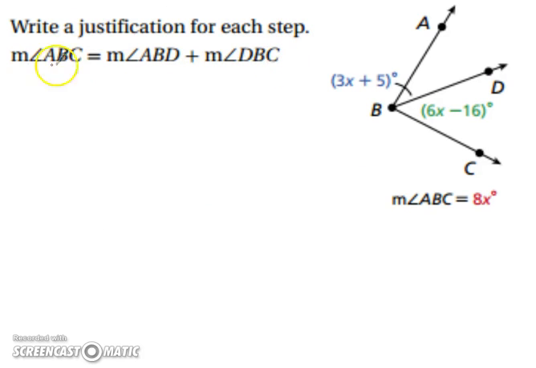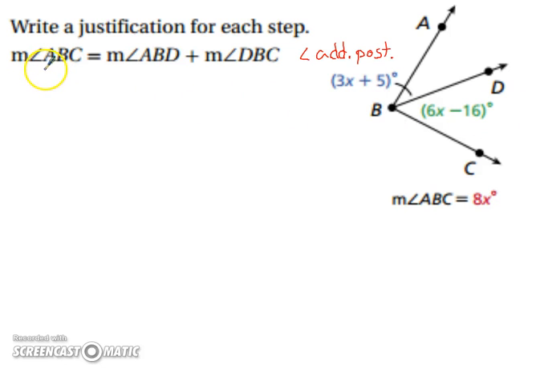Alright, well they gave us this first piece, but where did that come from? We have the measure of angle ABC equals the measure of angle ABD plus the measure of angle DBC. Well, that is the angle addition postulate, because we're adding one piece of an angle plus another, gives us our entire angle, so the angle addition postulate. Alright, so now let's substitute.